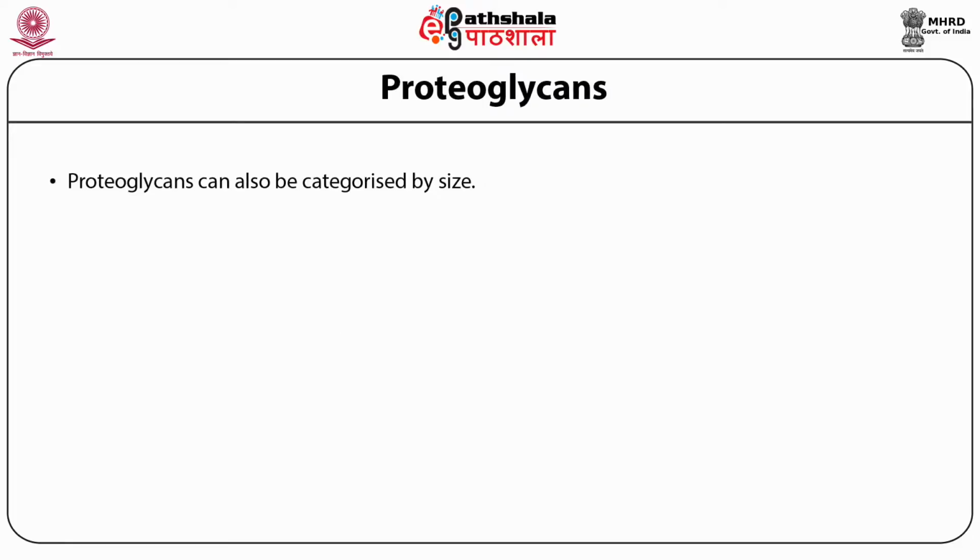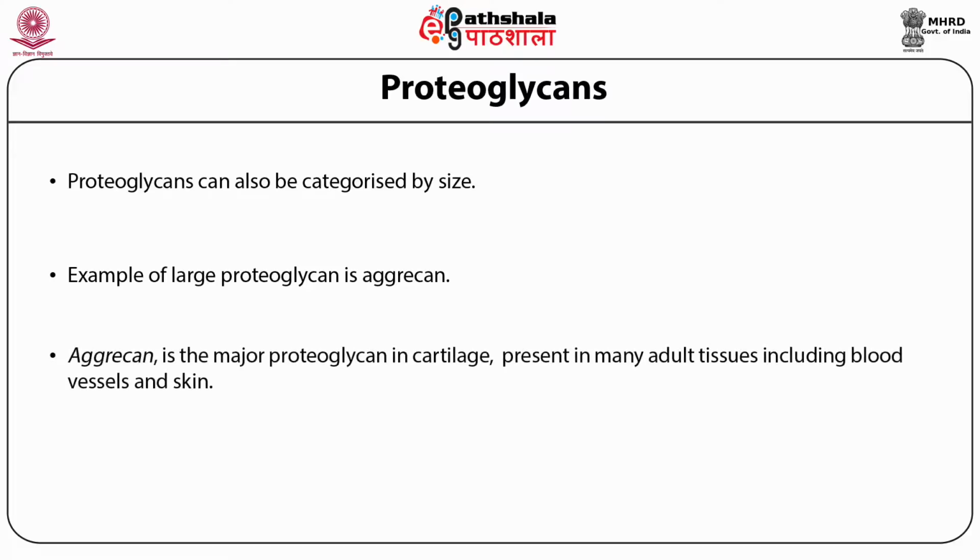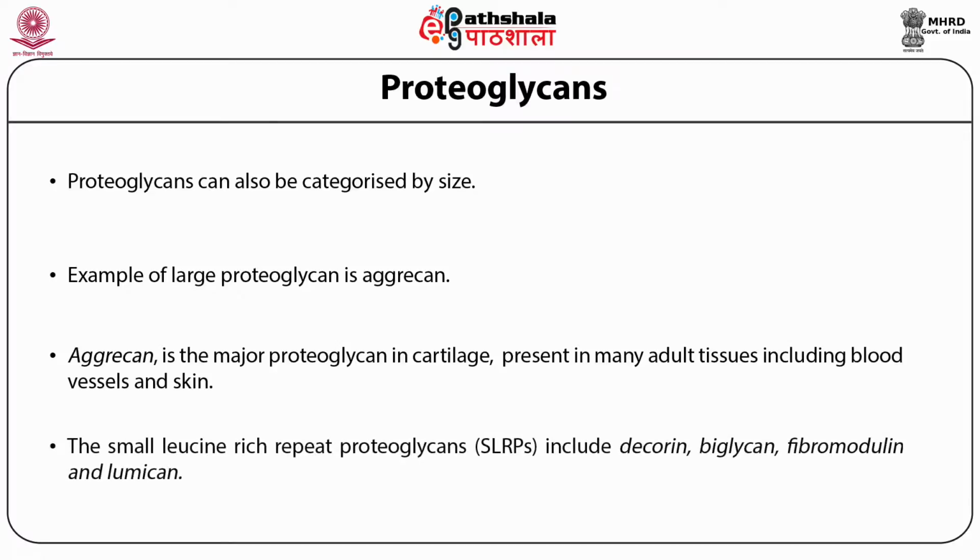Proteoglycans can also be categorized by size. The large size one is called aggrecan. Aggrecan is the major proteoglycan in cartilage, and is present in many adult tissues, including blood vessels and skin. The small leucine-rich repeat proteoglycans include decorin, biglycan, fibromodulin, and lumican.